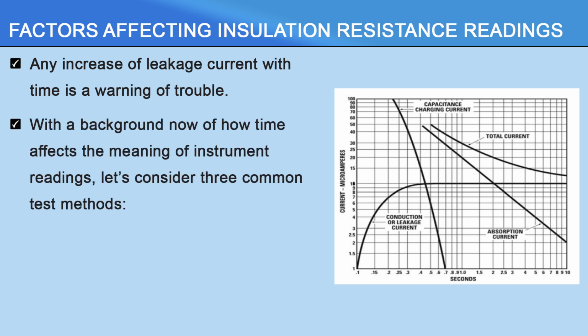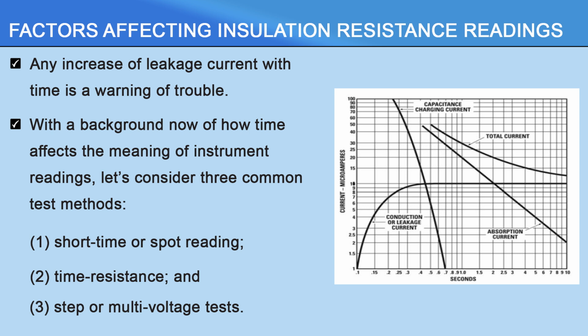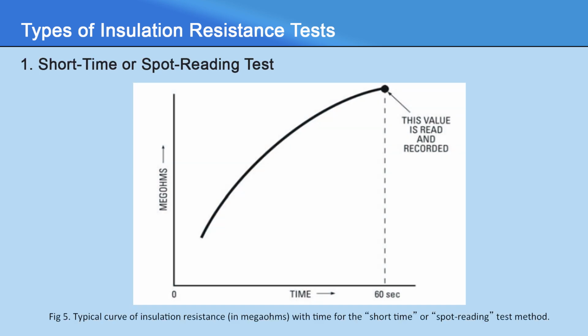With a background now of how time affects the meaning of instrument readings, let's consider three common test methods. So, first method is short time or spot reading. Second method is time resistance, and third is step or multi-voltage test. So, let us discuss in detail the types of insulation resistance test. First test is the short time or spot reading test.